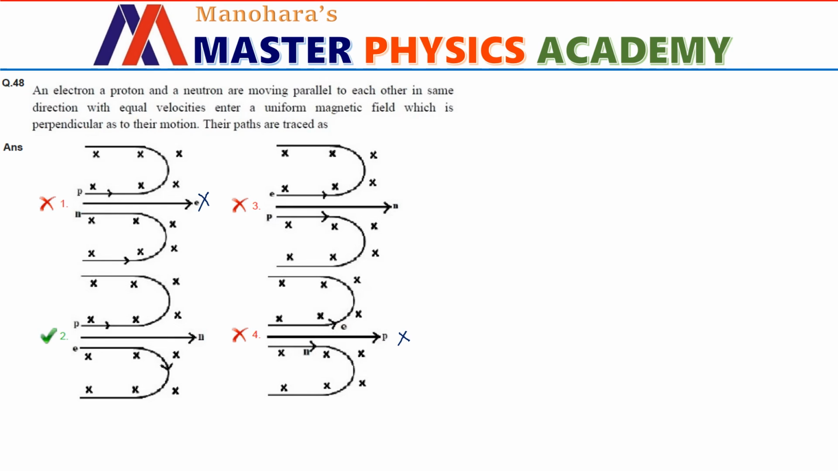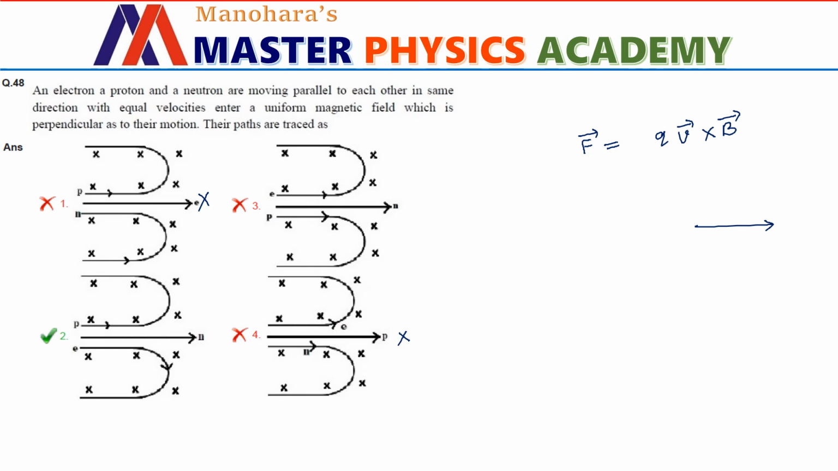So the force experienced by a charged particle in a uniform magnetic field, when the body moves perpendicular to the magnetic field, is given by q into v cross B. The force experienced by the body will have a direction along v cross B. So we can go with the right hand thumb rule. We should curl our fingers from v to B.